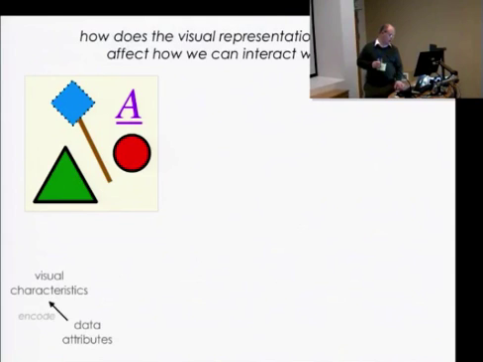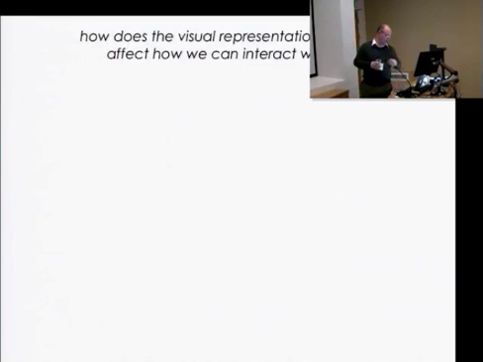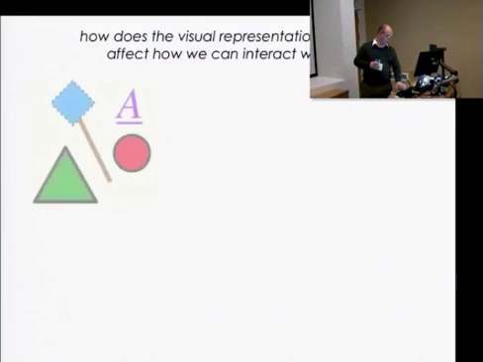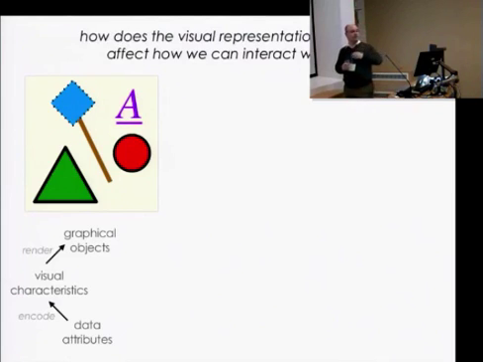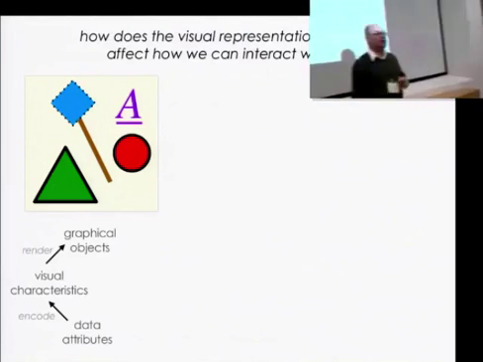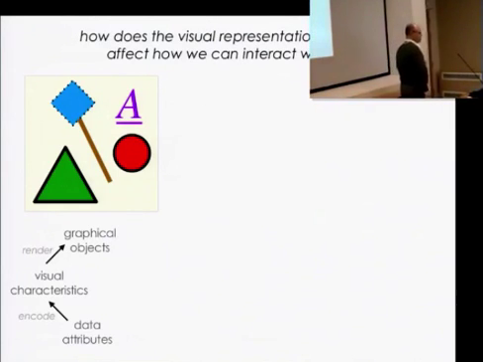So we've got these data attributes, and we encode them as visual characteristics. This is just visual encoding that we know about well from visualization. Oh, wait, what's it doing? Okay, it went backwards, sorry. And then we render them into the actual graphical objects. So this is the normal forward part of visualization that we actually know pretty well.